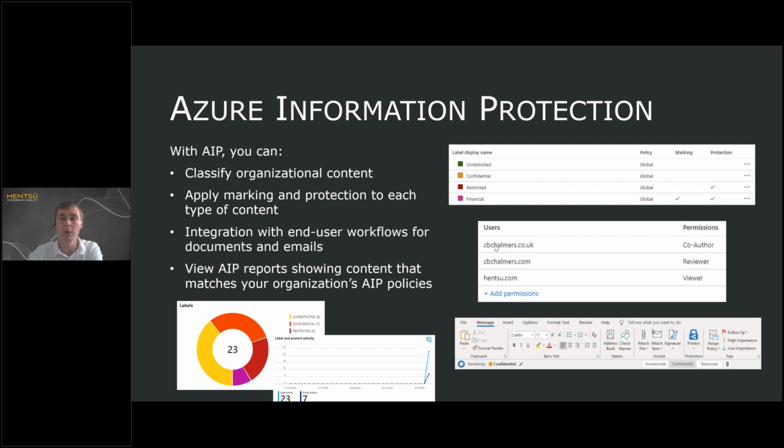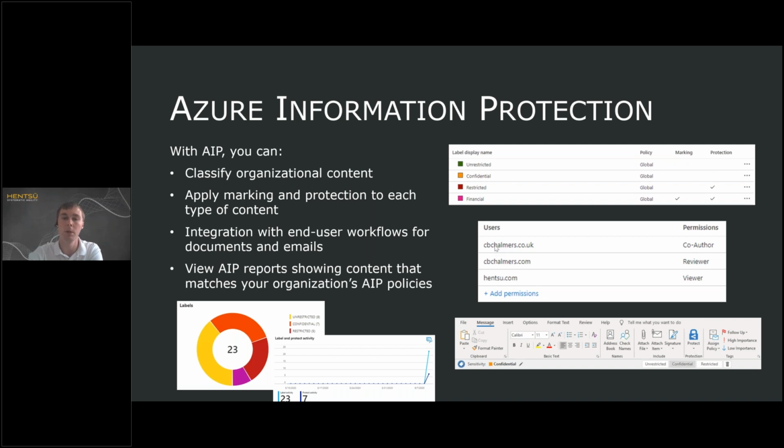AIP's primary focus, where it differs slightly from DLP, is that you can classify your organizational content. In this case, within AIP, I've got 4 labels set up right now: unrestricted, confidential, restricted, and then financial. For each of these labels, you can apply marking, protection, or both to them. Protection being if you're sending to an external domain, as I've got here, for example, if I send it to Hintsu and I tag the document or the email as restricted, then the recipient at hintsu.com would only have view rights to that document. They wouldn't be able to edit it in any way.